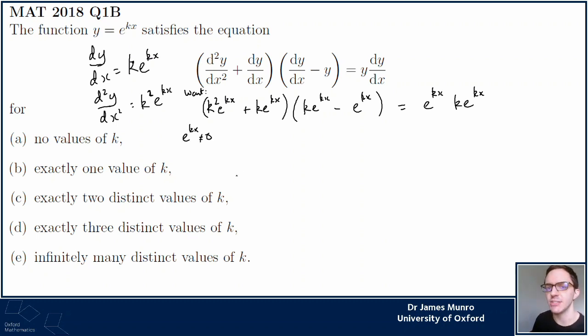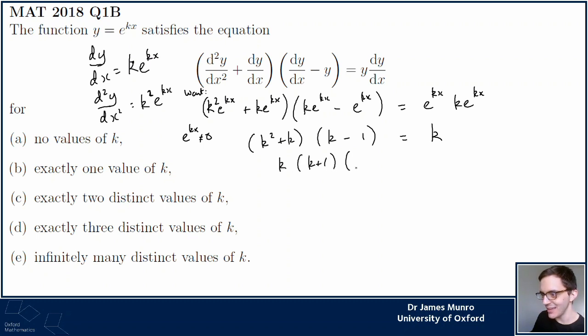That exponential is definitely positive. So I can divide both sides by e to the kx twice, I suppose, to get k squared plus k minus 1 is equal to k. So I've divided by e to the kx twice, this bracket and also this bracket. Okay, looking pretty good. I've now got k times (k plus 1)(k minus 1) is equal to k.